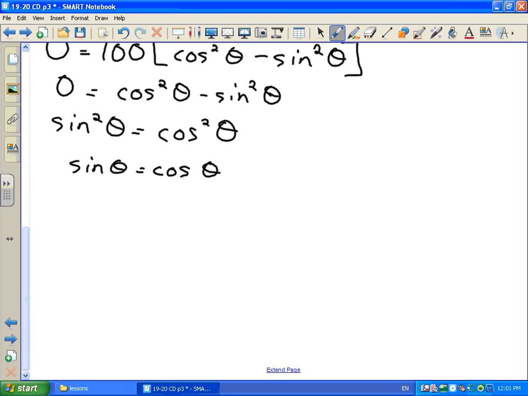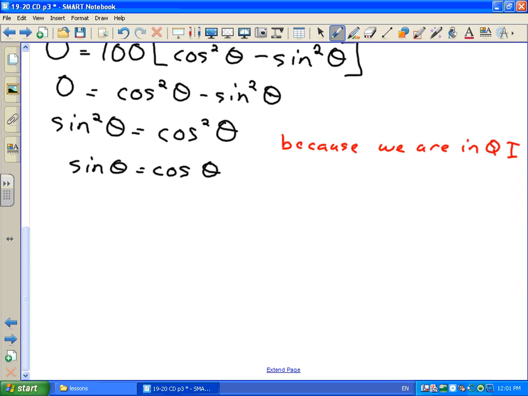Now, we can do that because we're working in quadrant 1, and we know that both sine theta and cos theta are positive. Had we been in quadrant 2, sine is positive, cosine is negative. When we squared them, they would have been the same, but we have to consider positive and negative here. Because we're in quadrant 1, we know that both sine and cosine have to be positive. So I'll just say because we are in quadrant 1.